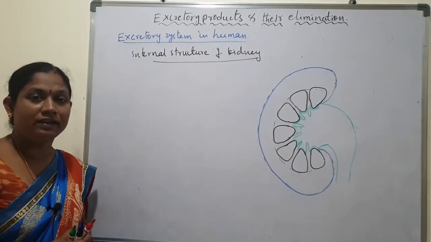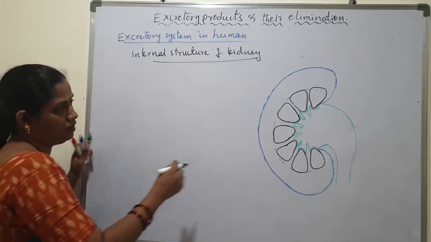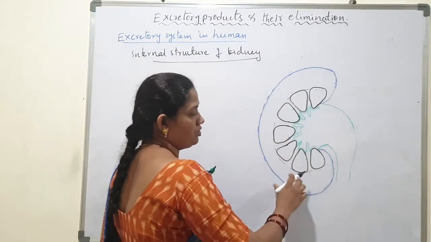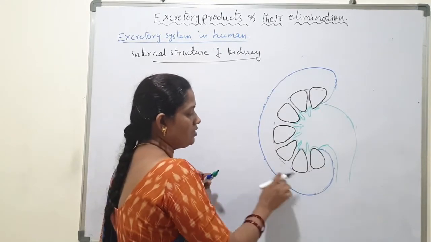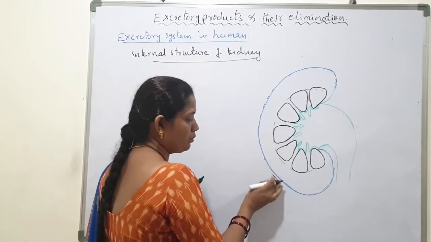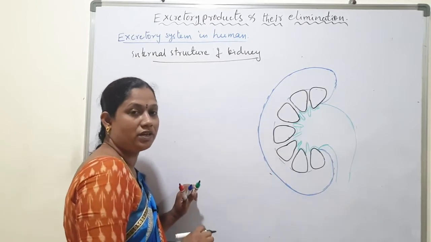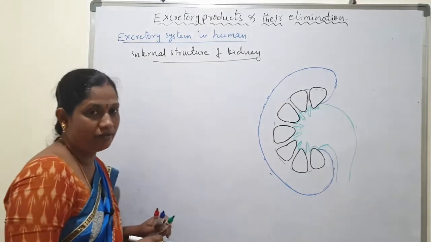Next, the internal structure of the kidney. The kidney is a bean shaped structure. Already we have discussed the external features. Externally the kidney is covered by 3 layers. The outer layer is a fibrous connective tissue layer called the renal capsule. Next, the fatty layer. Next, the renal fascia.